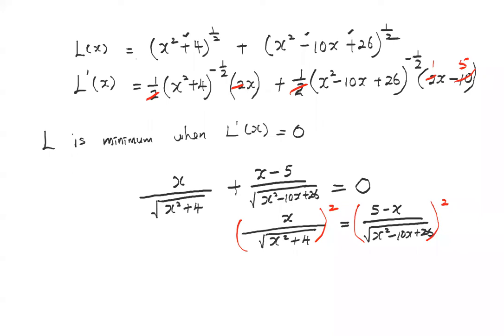So I will get x squared divided by x squared plus 4 is equal to 5 minus x, the whole thing squared, divided by x squared minus 10x plus 26. Okay. So you see, it's very difficult to solve from here. You have to expand and so on and so forth, correct? Okay, so I want to teach you a method.